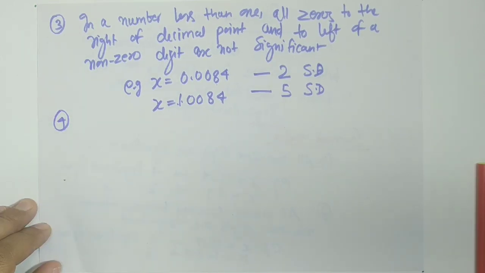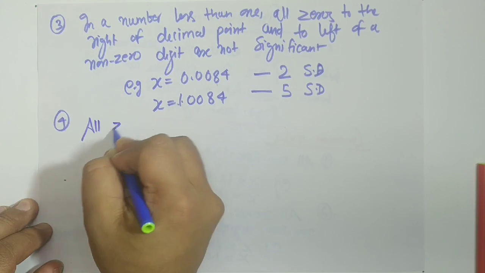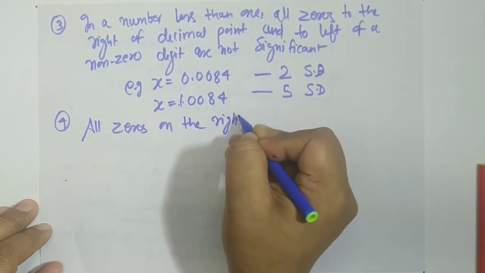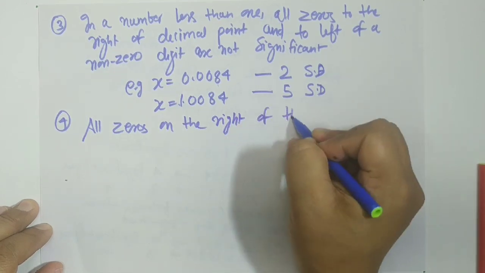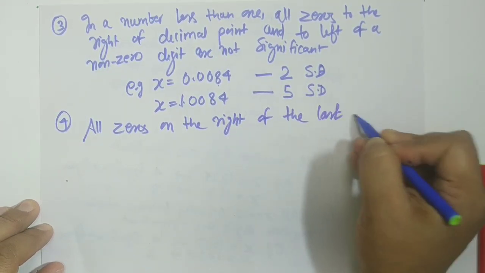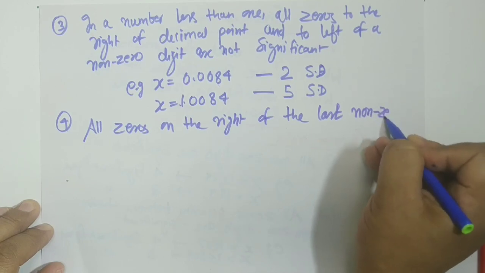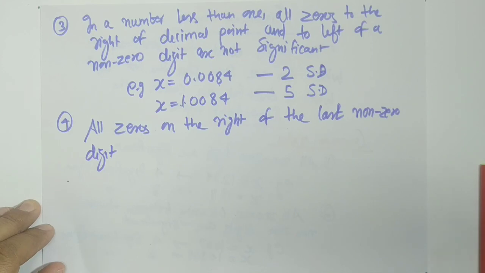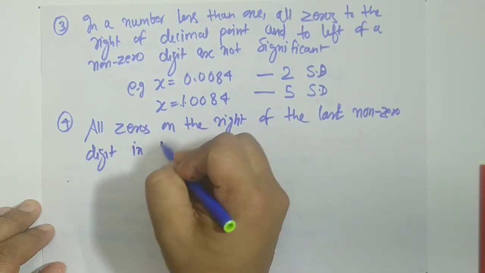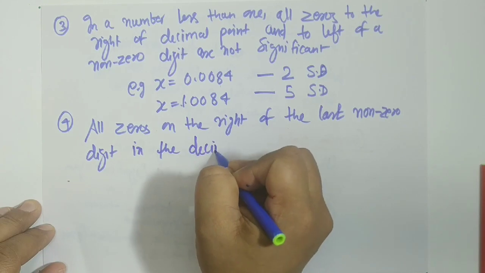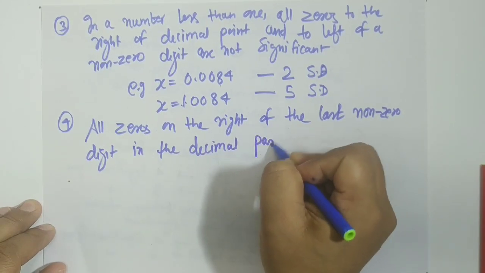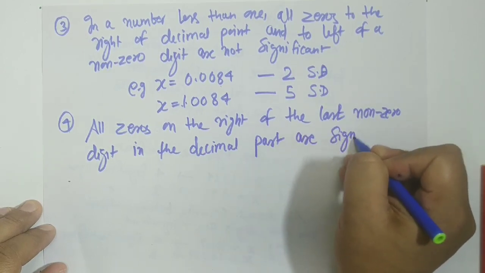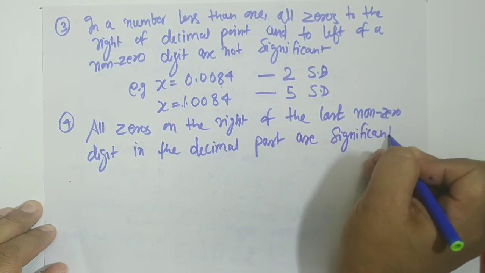Then rule number 4. All zeros on the right of the last non-zero digit in the decimal part are significant. So when you are going through this, you have to observe all these things.